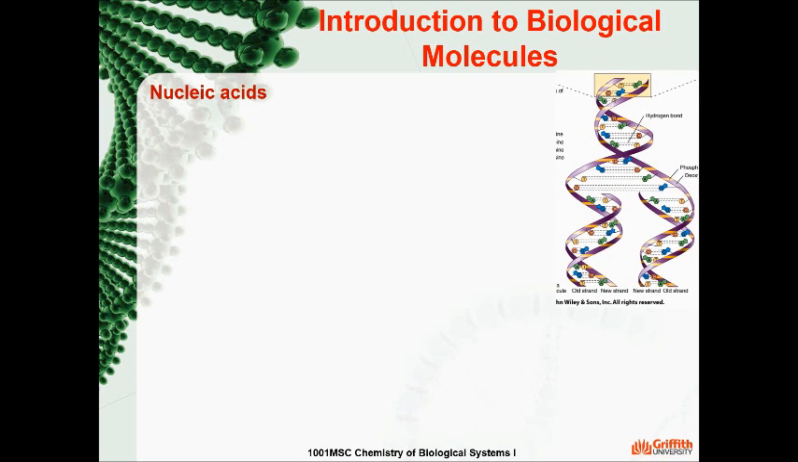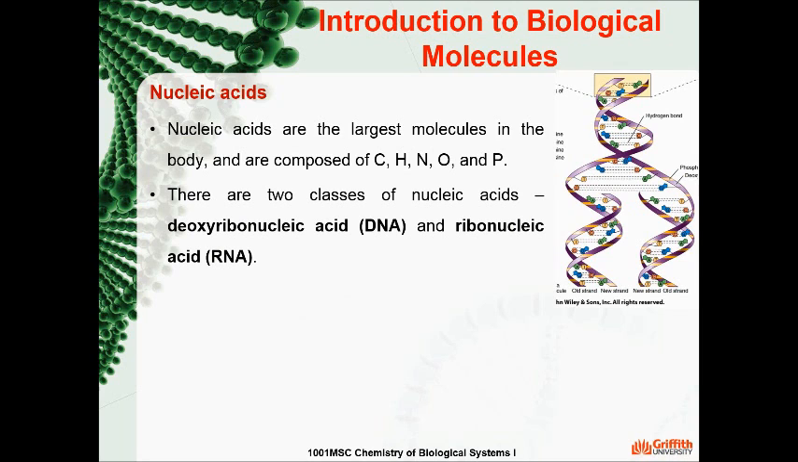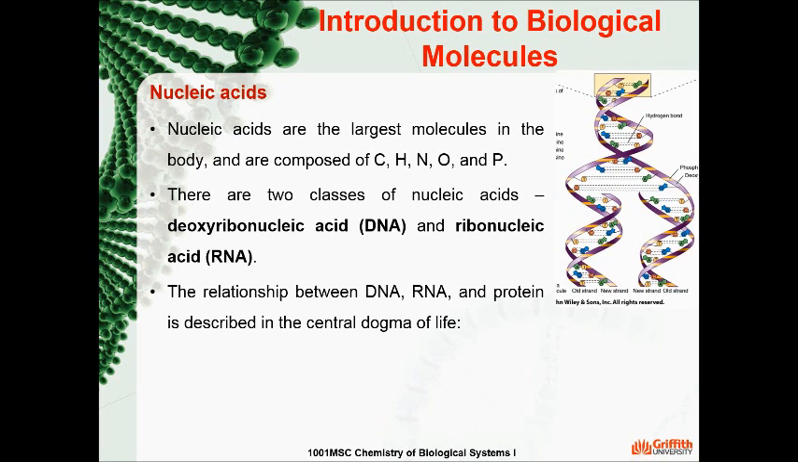Nucleic acids are the last biological molecule that we will cover in this module. Nucleic acids are the largest molecules in the body and are composed of carbon, hydrogen, nitrogen, oxygen, and phosphorus. There are two classes of nucleic acids: deoxyribonucleic acid, or DNA, and ribonucleic acid, RNA. The relationship between DNA, RNA, and proteins is described in the central dogma of life, which shows how DNA, RNA, and proteins are related to each other.